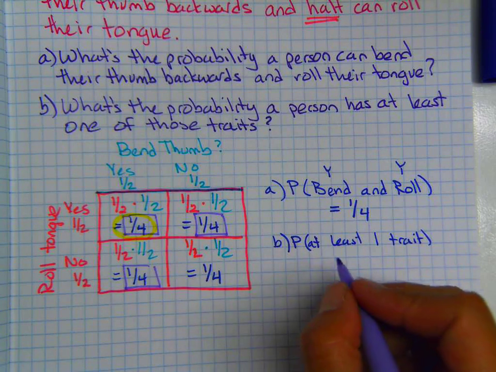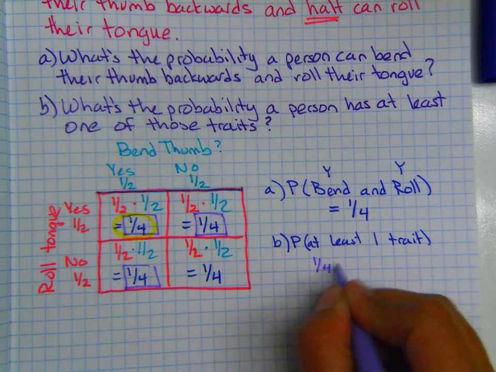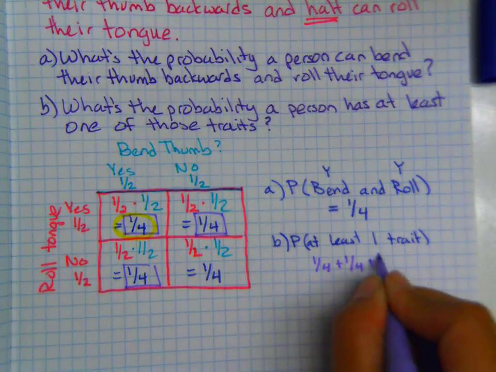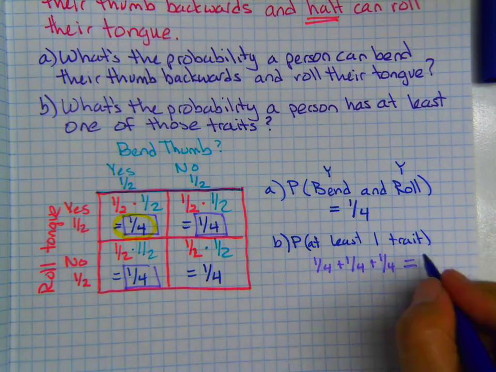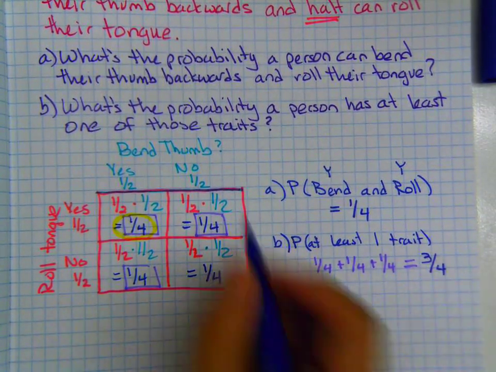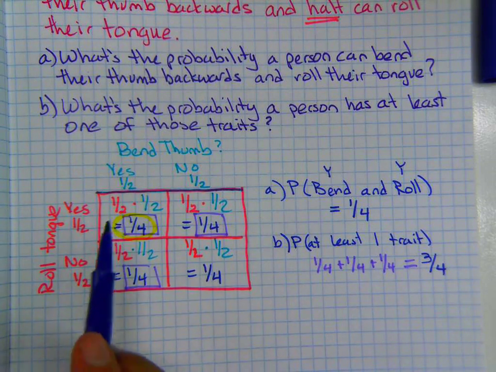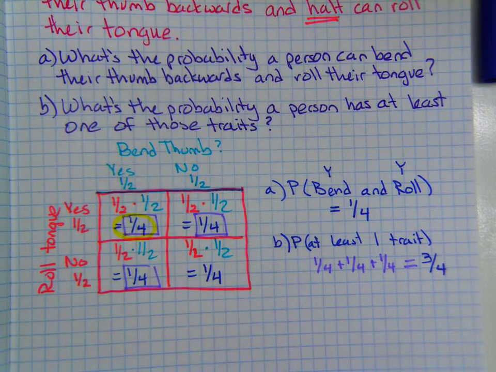So this is just going to be 1/4 plus 1/4 plus 1/4. So in other words, 3/4 of the population has at least one of those traits. They can either bend their thumb or roll their tongue. All right, not too bad.